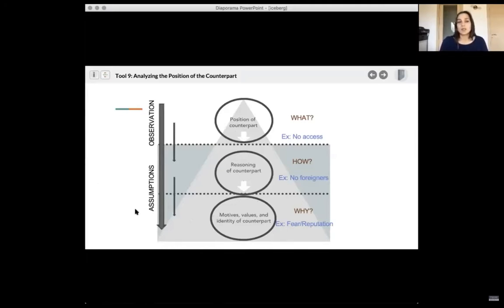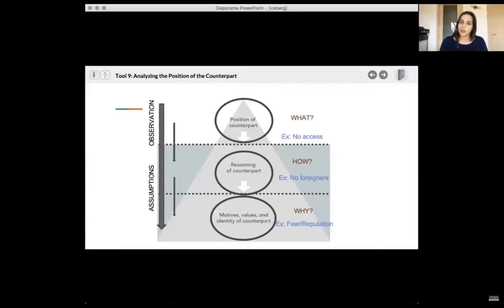Interestingly, the deeper you go, the more opaque the water becomes, the less you can read, the less you can see, and the more difficult it will become to comprehend elements of motives, values, and identity. These will have to be looked for through your analysis.